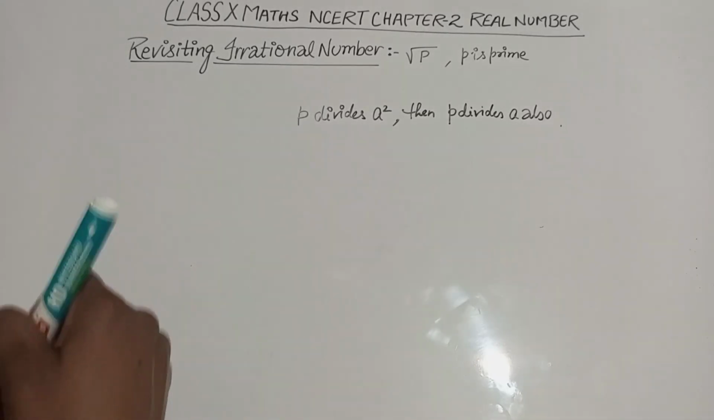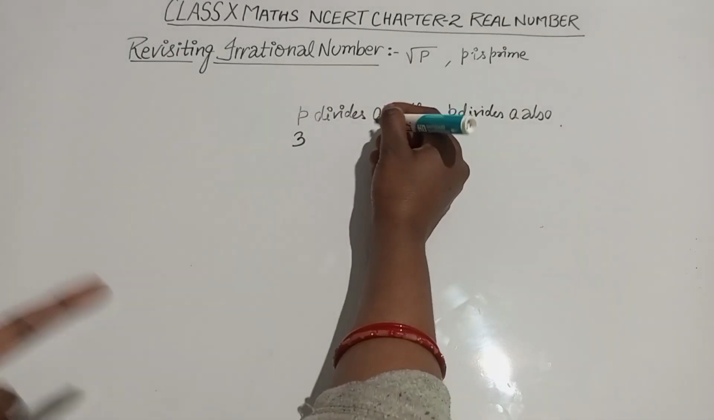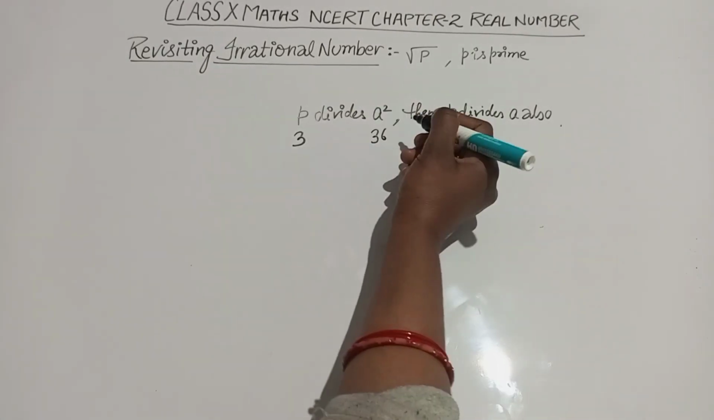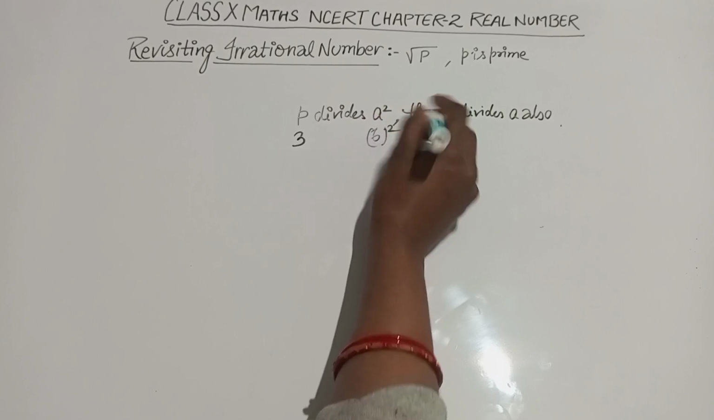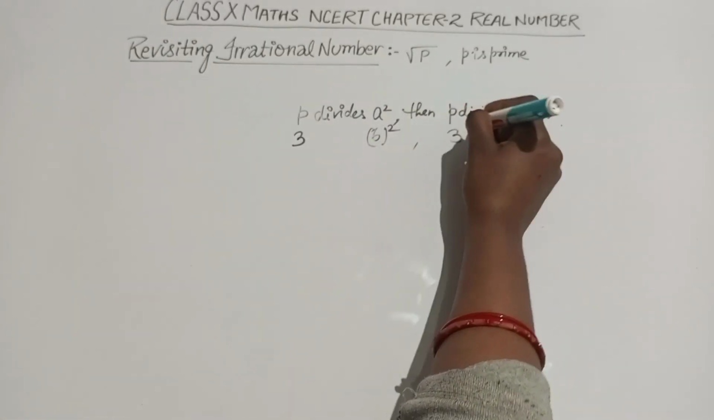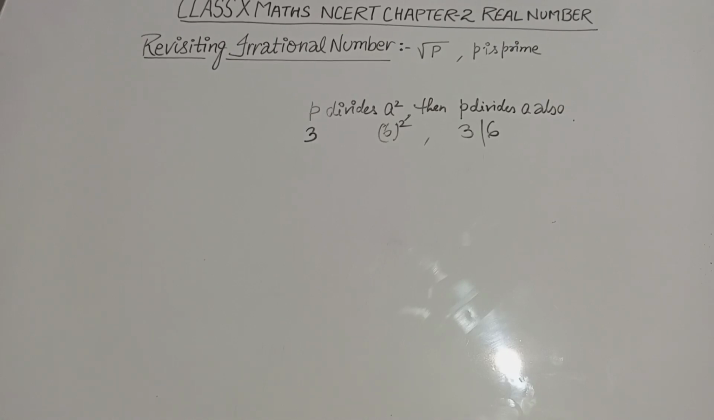If p is a prime, for example 3 is a prime number and it divides a square, we take a square as 36, that is 6 square is 36. If 3 divides 6 square, then 3 divides 6 also, obviously. Take any example: 2 divides 16, which is the square of 4, then 2 divides 4 also. In this video we will use this theorem and prove root p is an irrational number.